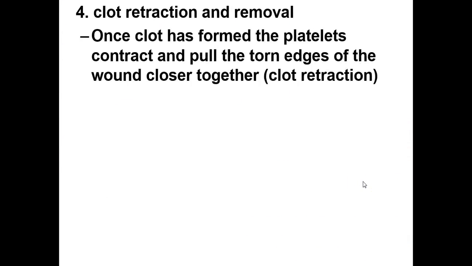And then you have the fourth phase. Once all that clot is formed, you get what is called clot retraction. The clot is formed, the platelets contract, and it pulls all the torn edges of the blood vessel in towards itself, and the wound gets closer together. This is why when you've ever had things like a scab or a cut, it feels tight around that area, because it actually is pulled and contracted in there.